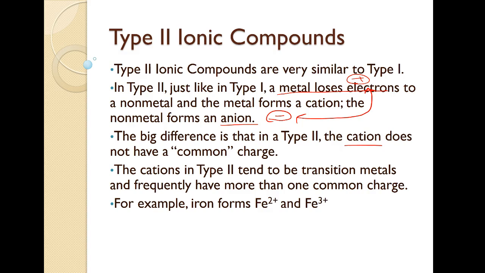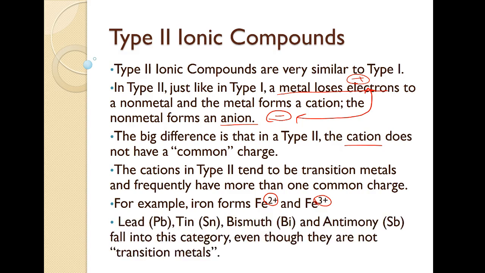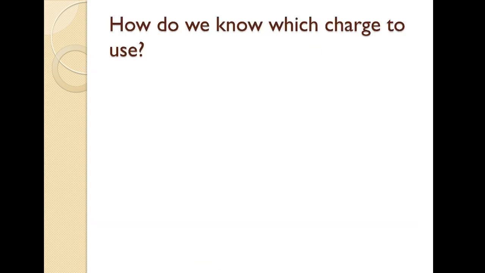For example, iron will form a positive 2 charge and a positive 3, and both of those are equally common. Other elements that don't actually fall into the transition metals are lead, tin, bismuth, and antimony. Even though they are in a column with a common charge, these elements have 2 common charges. So how do we know which charge to use?